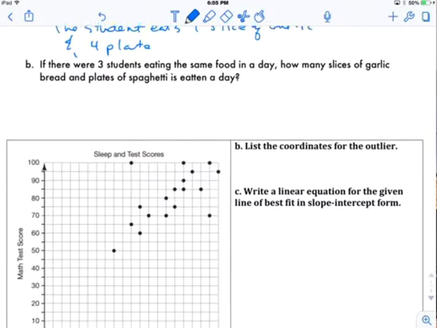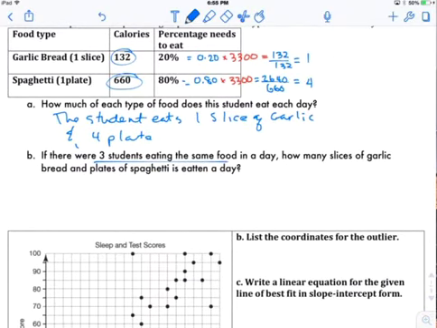If 3 students were eating the same food in a day, how many slices of garlic bread and how many plates of spaghetti are eaten? There are 3 students, therefore you multiply by 3. 1 times 3 is 3 slices, and 4 plates times 3 gives you 12 plates of spaghetti.